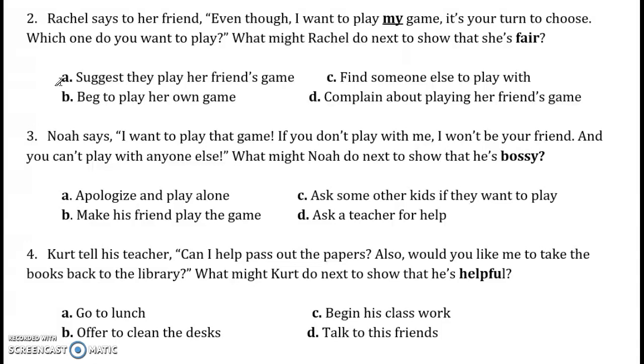All right, so suggest they play her friend's game, beg to play her own game, find someone else to play with, or complain about playing her friend's game. All right. So if she wants to be fair, let's look at that keyword here. Now highlight again. She says, even though I want to play my game, so it looks like they're playing Rachel's game. It's your turn to choose. Which one do you want to play? What might Rachel do to show that she's fair?